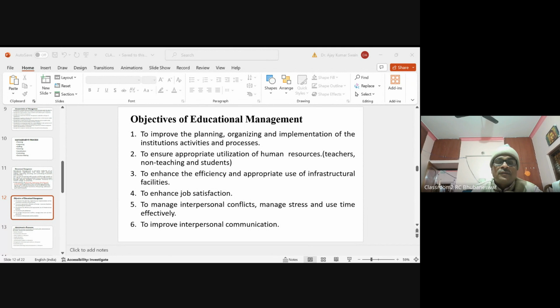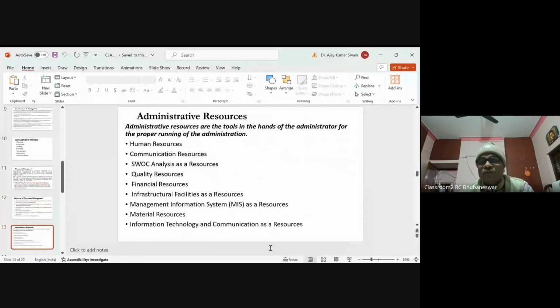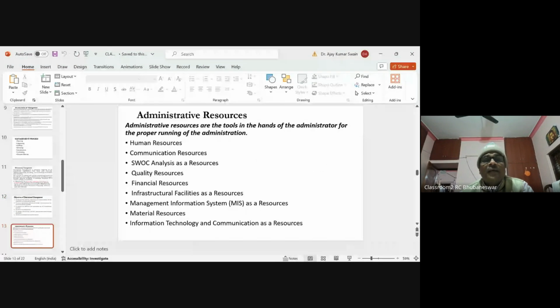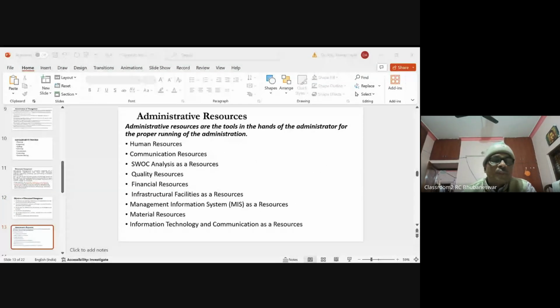This is very important. These are the objectives of educational management. Then administrative resources: what are the different administrative resources? One is human resource, it is very important. Before Minister of Education, the department of the Government of India was known as MHRD, Ministry of Human Resource Development. Communication resources.